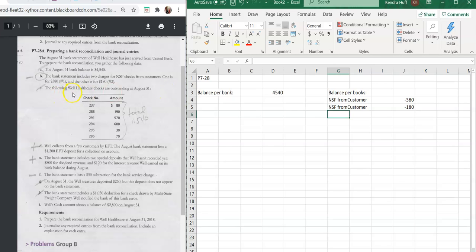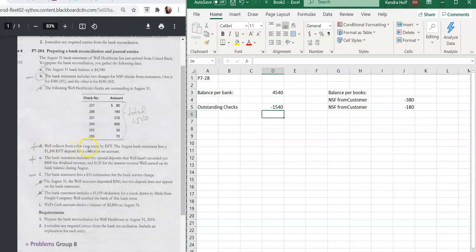The following Well Healthcare checks are outstanding at August 31st. All right, so I'm going to skip a line so I can do my deposits in transit first. But I'm going to have outstanding checks. And we've worked this problem many, many times throughout the semesters. So the total is $1,540. That needs to be subtracted out.